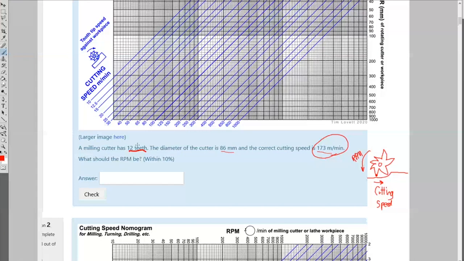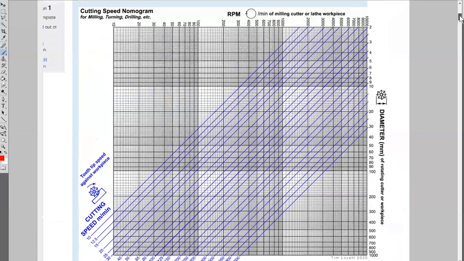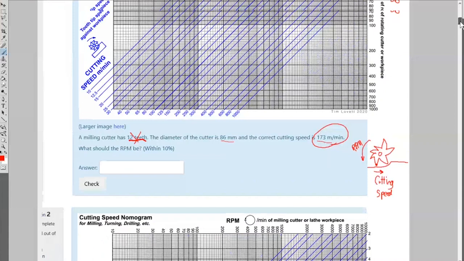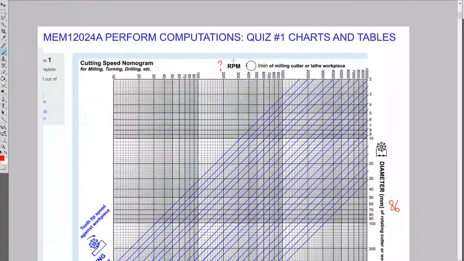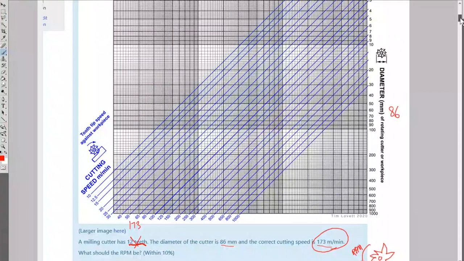All right, so we want 86 diameter, cutting speed 173. We want to know the RPM. So my diameter here is 86. And the cutting speed I'm after is 173, in the blue chart along here. So they're the two numbers that I'm given. And the number that I'm trying to read off here is the RPM. There's three things happening on this chart: diameter, cutting speed, and RPM. And we're trying to get a relationship between those three.